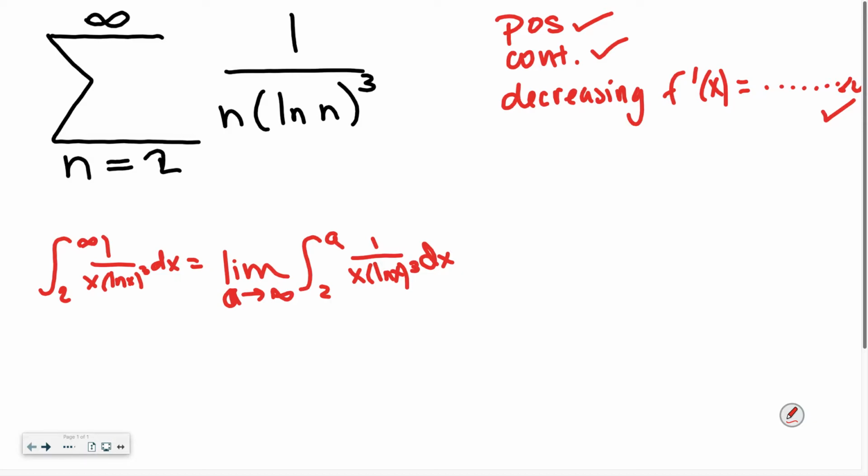Okay, I have a question. If it doesn't meet the criteria for the integral test, then does it diverge? You can't use it. If it doesn't meet the criteria, then it's inconclusive. You just can't use it. That makes sense.